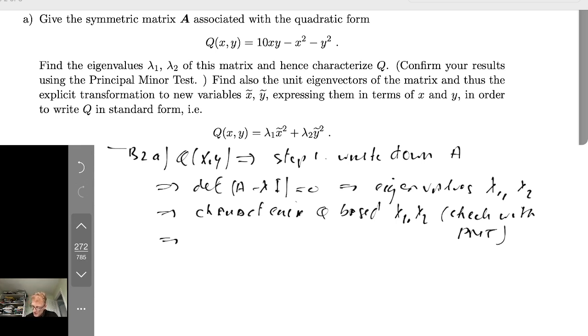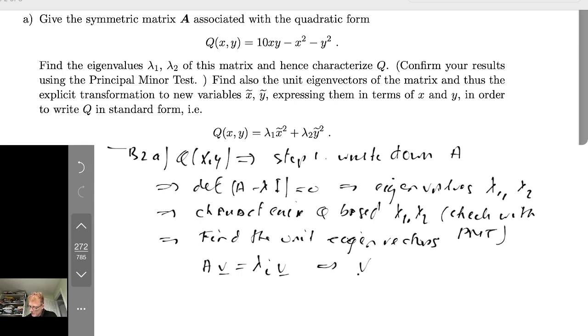Then you find the unit eigenvectors by solving the eigenvector equation. So you solve A V is lambda I V, and then take care that V in the end needs to have unit length by normalizing properly.